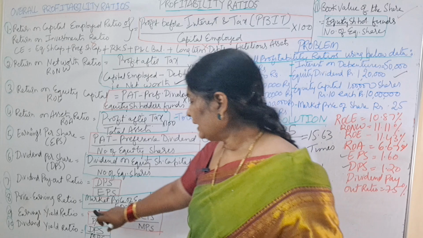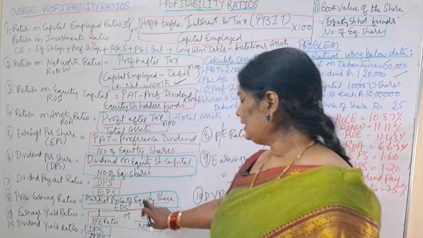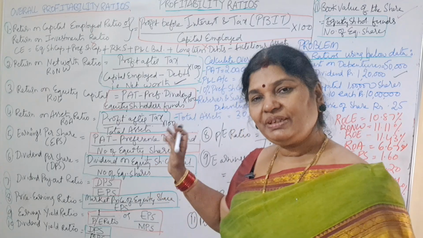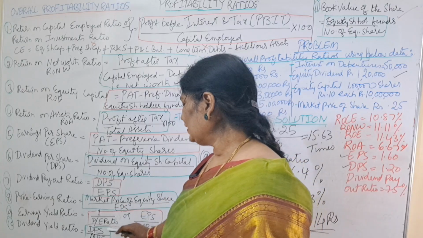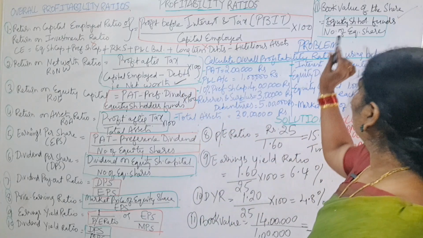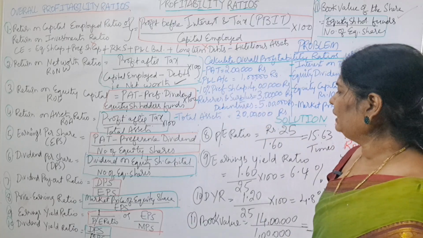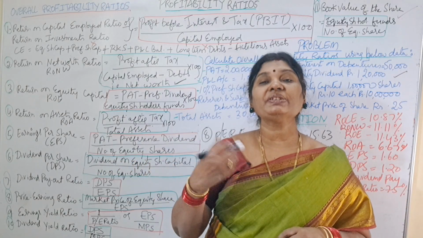Now coming to the price earnings ratio. In this price earnings ratio, we can see the relation between earnings per share and market price of the equity share. And next, I have already explained the earnings yield ratio, dividend yield ratio and book value of the share, right? So this is about today's topic. The higher the ratio, the stronger the business.